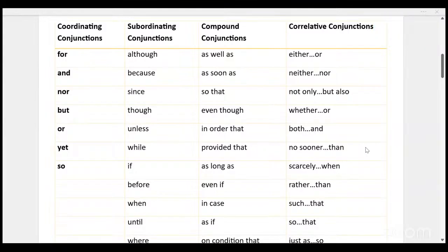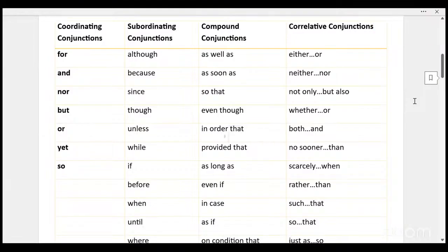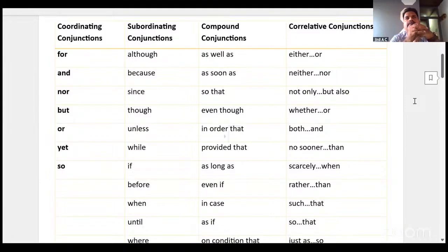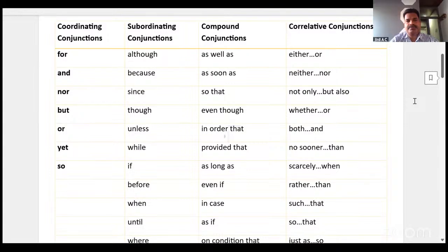Correlative conjunctions. You can see they are used in pairs: either... or, neither... nor, not only... but also. The difference is that either may be in one part of the sentence and the other part in another part of the sentence. We don't use them together. We use them in pairs.